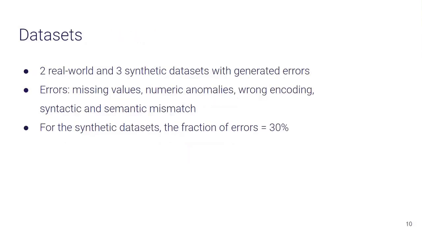We use two real-world datasets that have both the dirty and the clean versions of the data, and three real-world datasets without ground truth, where we generate errors synthetically. Examples of the errors are missing values, explicit or implicit, numerical outliers, or wrong encoding. We randomly select a fraction of the batch and replace the actual values with the corrupted ones. For the synthetic datasets, we keep the fraction of errors equal to 30%.